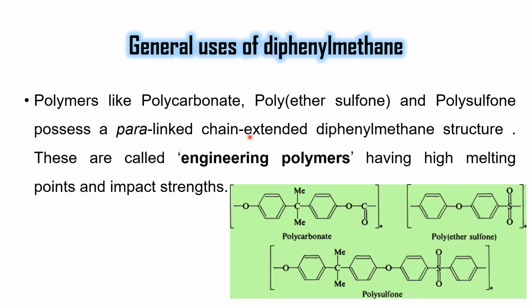Such polymers containing polycarbonate, polyether sulfone, polysulfone, and extended structures, because they are polymers, there will be a lot of such monomers which will join to each other to form longer chain compounds. But these polymers have extremely high strength, so high melting points and high impact strength. So they are called engineering polymers. The main skeleton is diphenylmethane and we carry out substitutions at the central carbon as well as the para carbons of the phenyl rings.